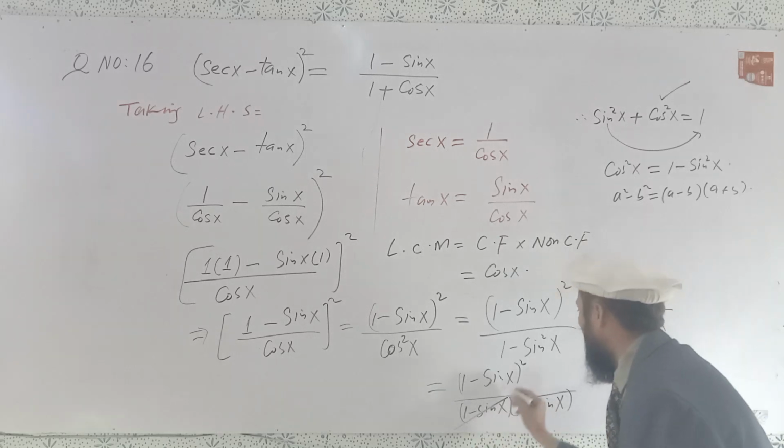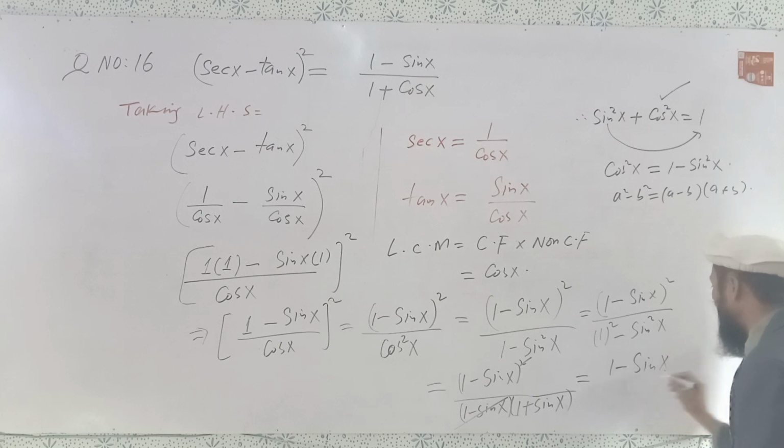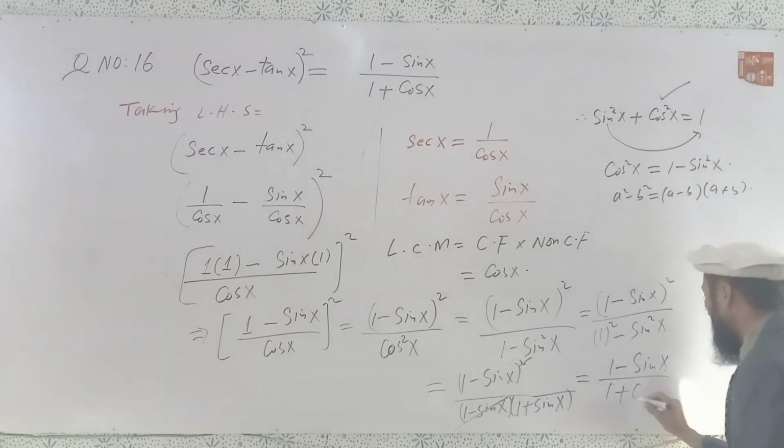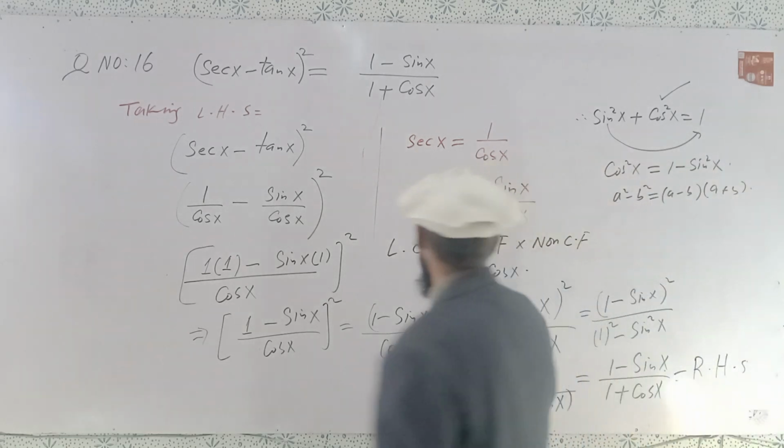Now 1 minus sin x cancels, leaving 1 minus sin x divided by 1 plus sin x, which is the required right hand side. So left hand side is equal to the right hand side.